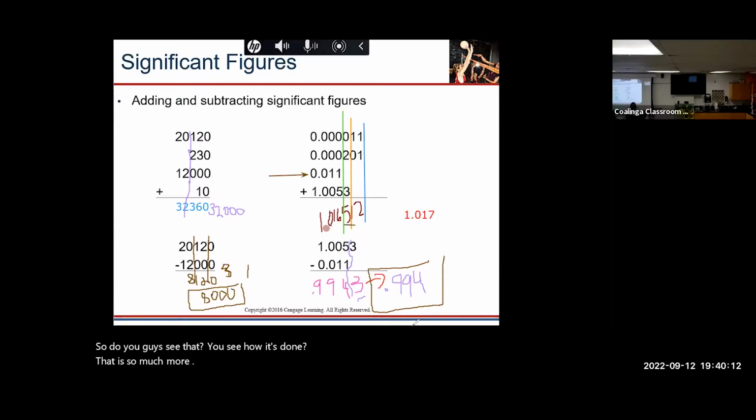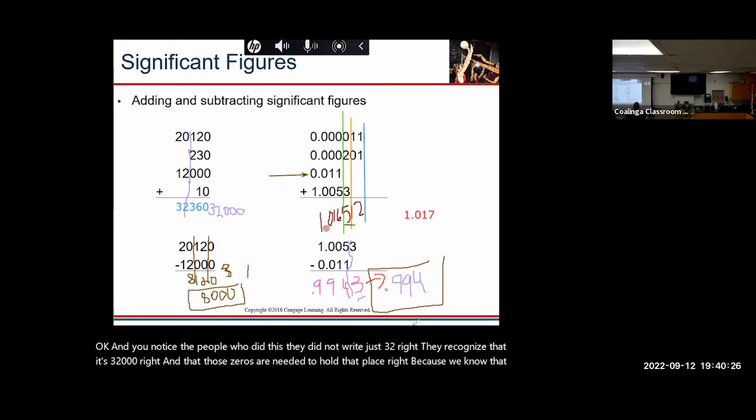Okay. And you notice the people who did this, they did not write just 32, right? They recognize that it's 32,000, right? And that those zeros are needed to hold that place, right? You know that 32 and 32,000 are not the same.